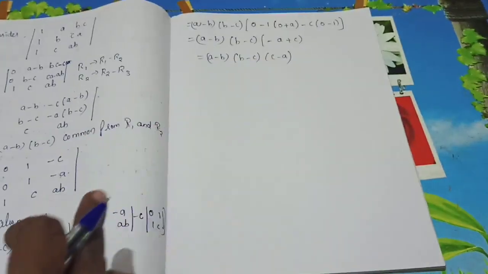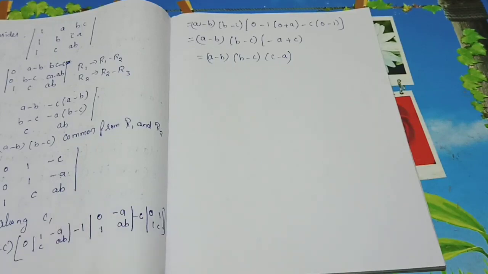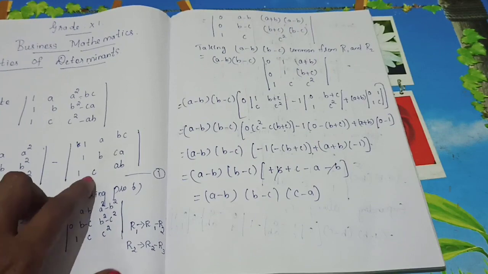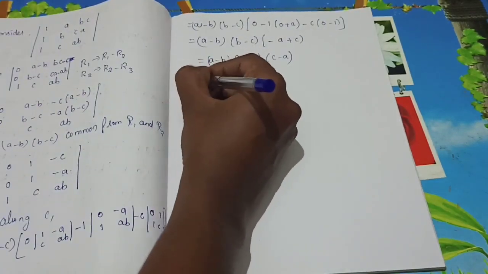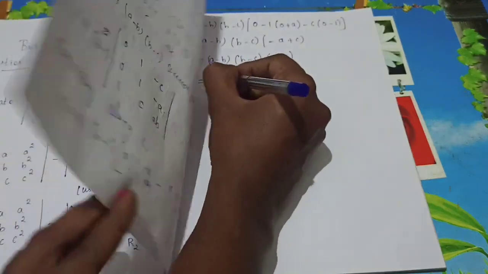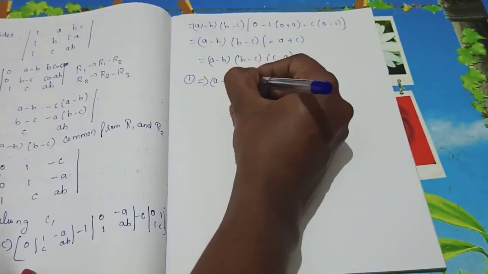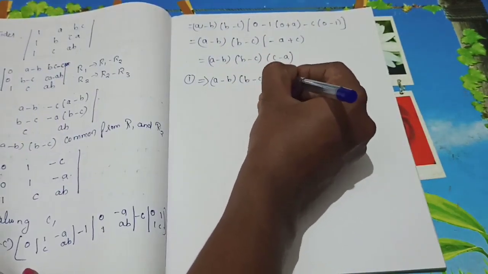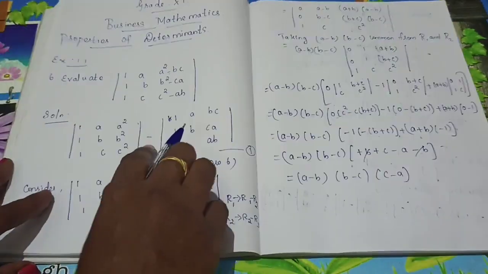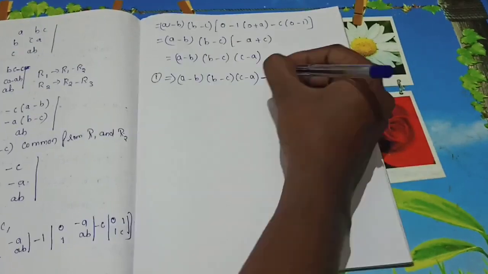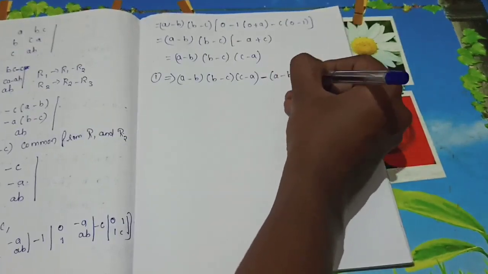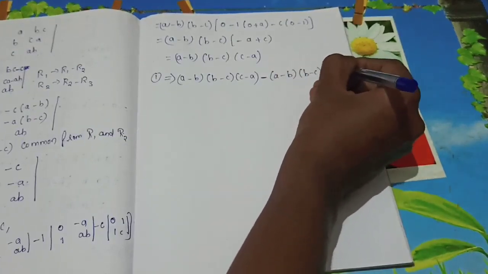Okay, so we are going to substitute the two values in equation number 1. So what's the first value? (A minus B) into (B minus C) into (C minus A). What's the symbol in the center? Minus. So minus, here what's the answer? (A minus B) into (B minus C) into (C minus A).